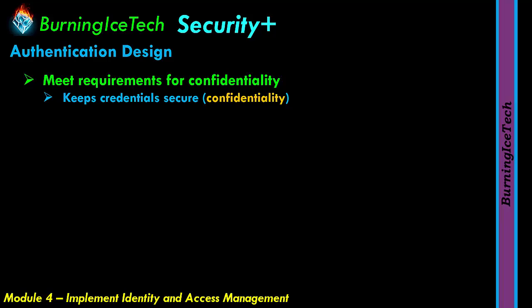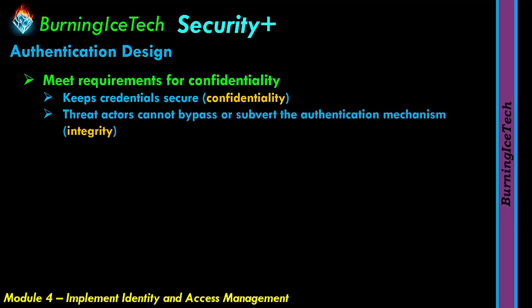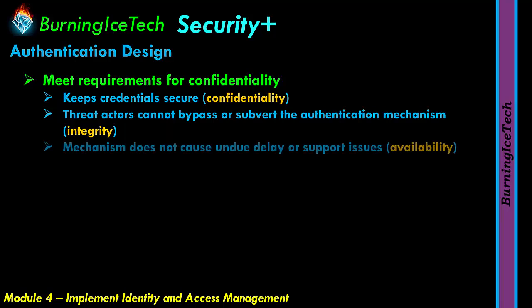Does not necessarily give you integrity or availability, which is what the I and the A in CIA stands for, but it does mean something is confidential. It's only for certain people's eyes only. So we need to keep credentials secure. We also need to make sure threat actors cannot bypass or subvert the authentication mechanisms, which would be integrity. And then lastly, folks, the mechanisms must not cause undue delay or support issues, which is availability.